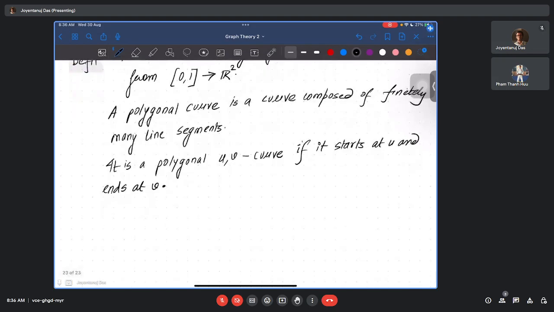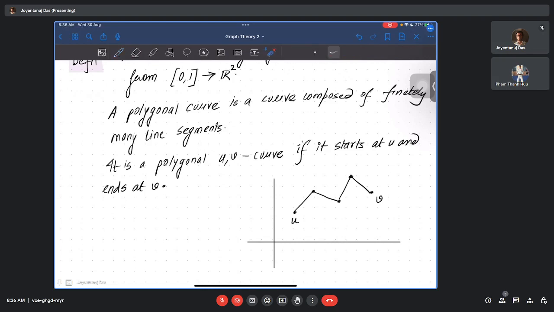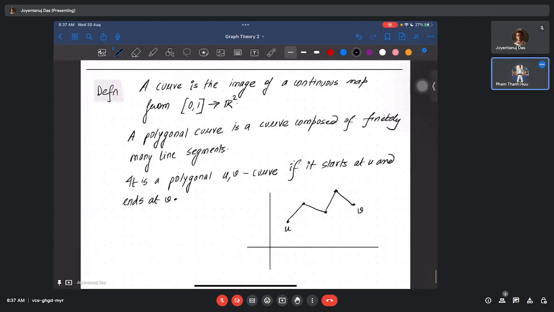So what is happening is, suppose we have this R2, and suppose this is U and this is V, and you have a path like this. This is a polygonal curve because it has many line segments. This part is one line segment, this part is another, and so on. It is a union of 4 line segments. So this is an example of a polygonal UV curve.